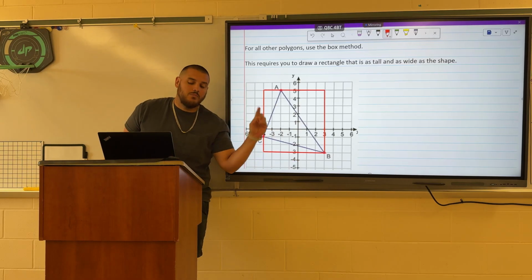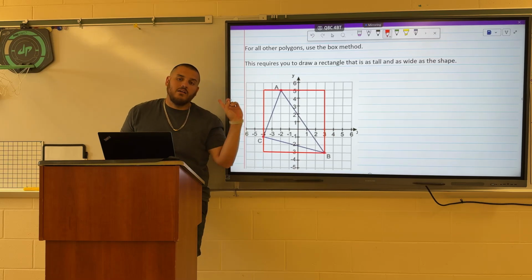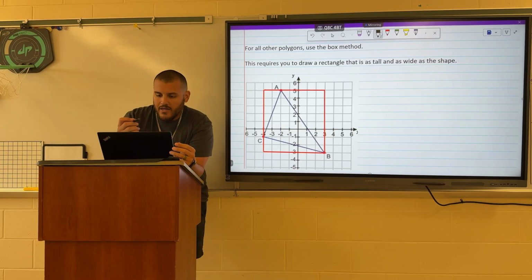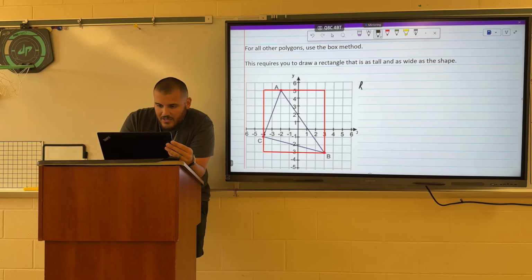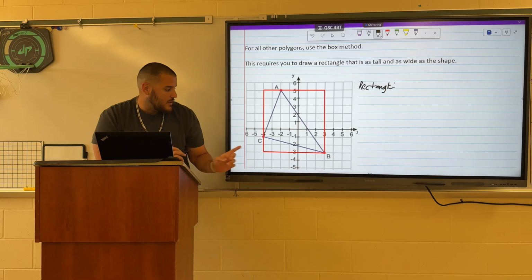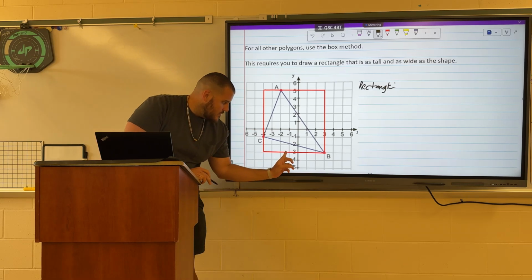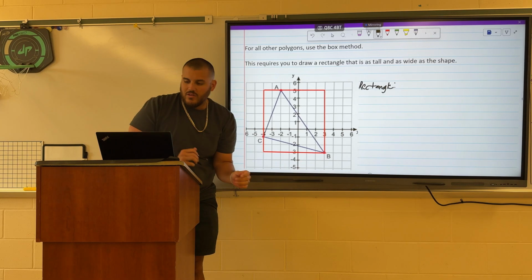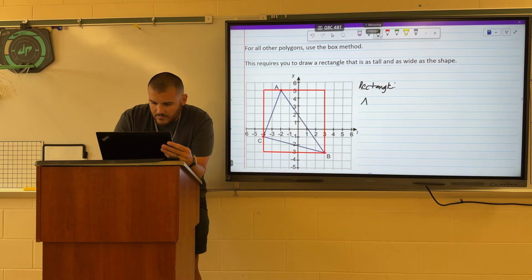All right, and the first thing that we're going to do here, to find the area of that triangle in the middle, is actually find the area of the box that we just drew. So this box is a rectangle. We would find the area of it by doing base times height. And I'm going to stay organized over here to the side as I go through this. So this is a rectangle, and I'm just doing base times height. So I'm counting what I need. My base is 1, 2, 3, 4, 5, 6, 7 units long.